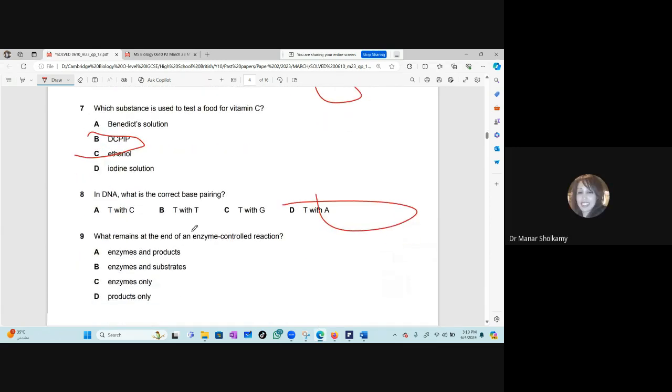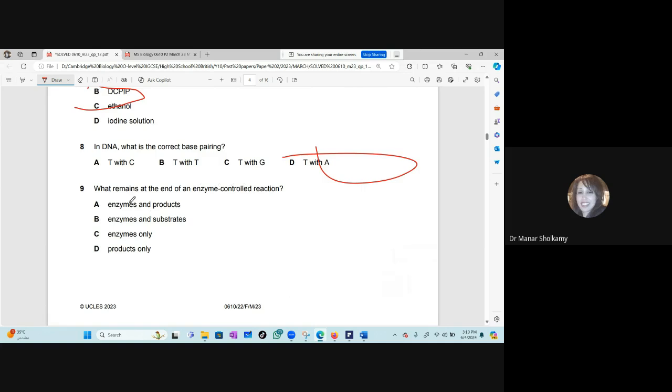Yes. What remains at the end of an enzyme controlled reaction? Enzymes and products, enzymes and substrates, enzymes only, or products only? A. Of course, because the substrates will be broken down, so we will not have substrates. We will have enzymes and products. Remember, enzyme plus the substrate will give us the product. So it's A.